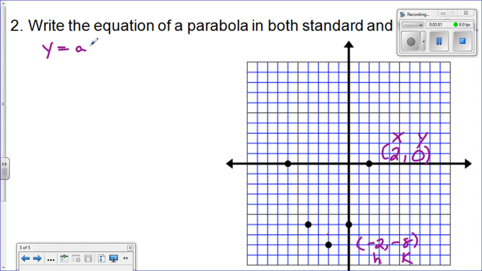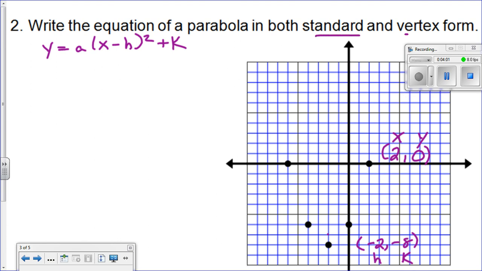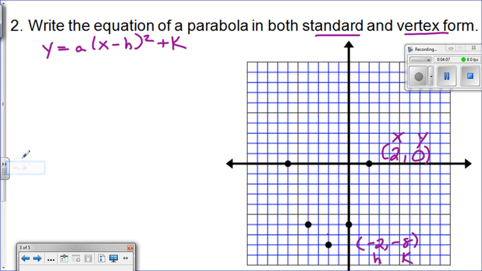So I'm going to start with y is equal to a times (x minus h) binomial squared, plus k. And in this question, it says write it in both standard and vertex form. Okay, so what we're going to do here is plug in our values for a, x, h, and k and solve for a.